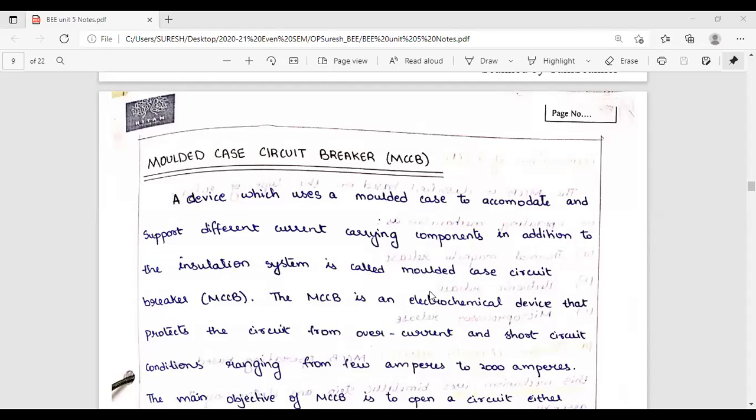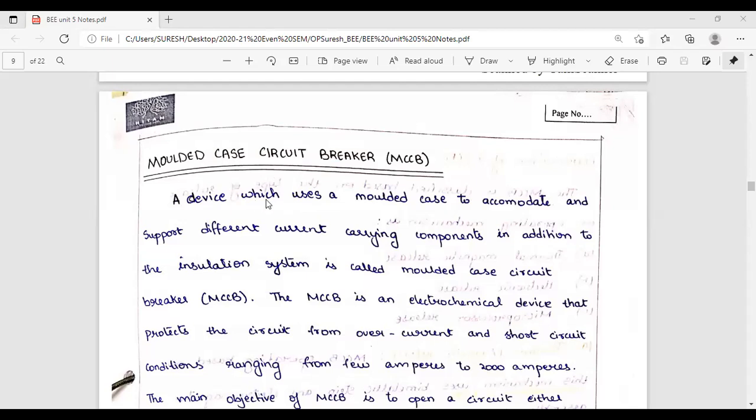Today we'll see the MCCB. So MCCB is nothing but an MCB, but with a slight difference. MCCB means molded case circuit breaker. MCB means miniature circuit breaker, and MCCB means molded case circuit breaker. Why is it called molded case?